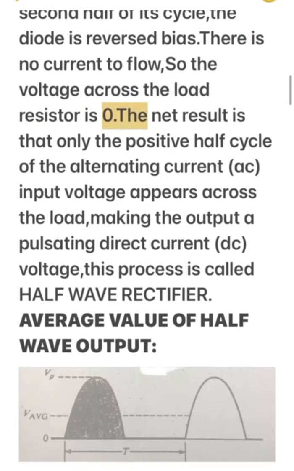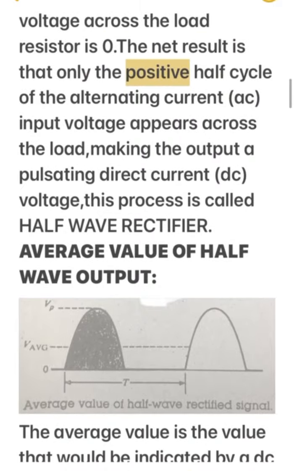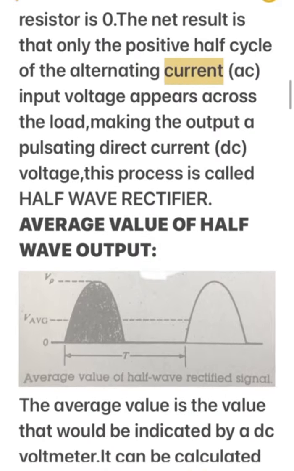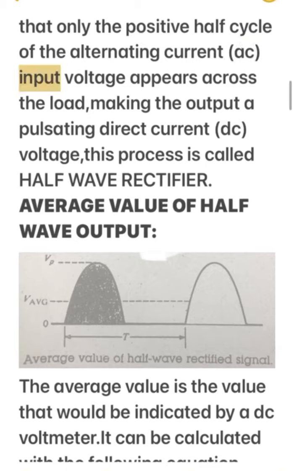The net result is that only the positive half cycle of the alternating current, AC, input voltage appears across the load, making the output a pulsating direct current, DC, voltage. This process is called half-wave rectification.